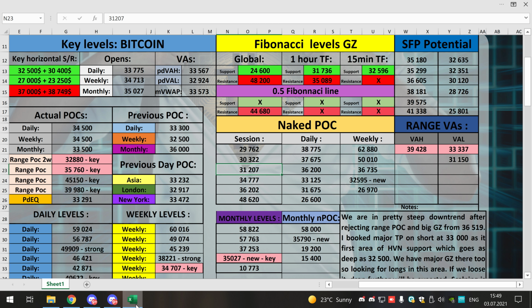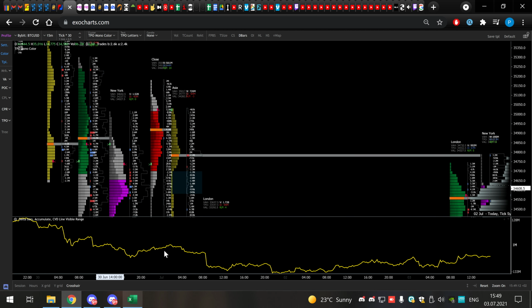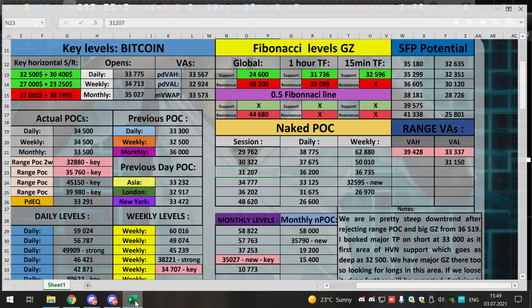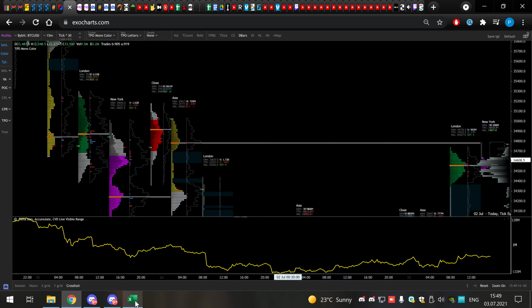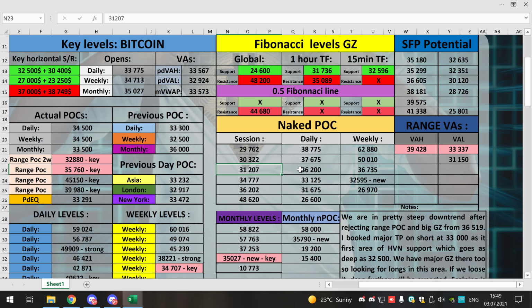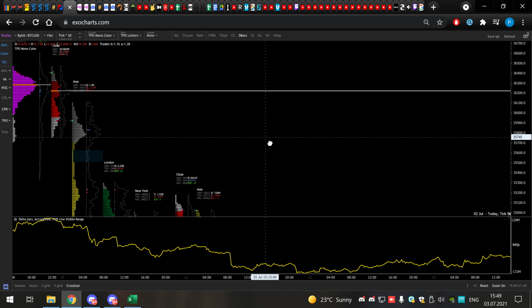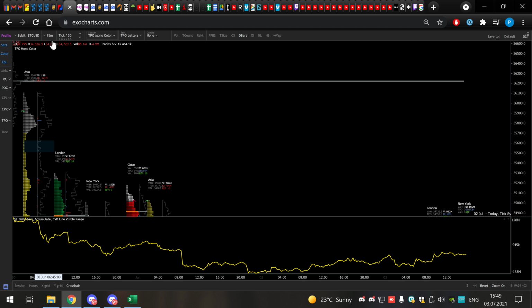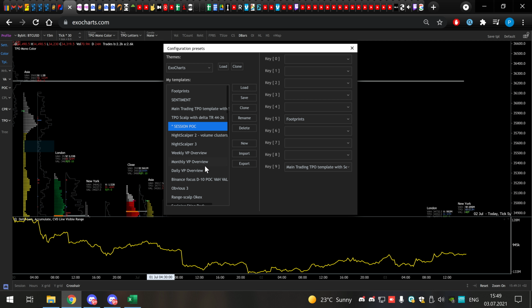This is an update, so only this one needed an update, and then this one is correct, so there is no change over here. Then we need to go to daily points of control. If we have some new ones, we need the template for daily overview.